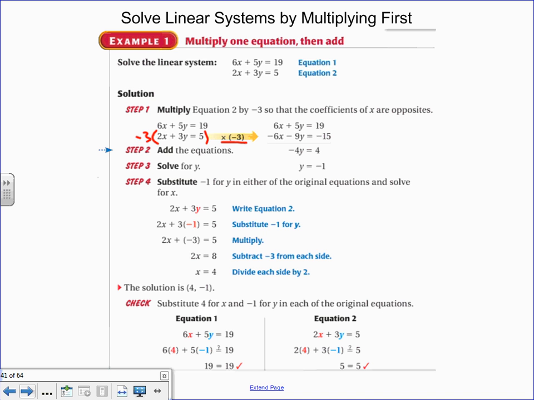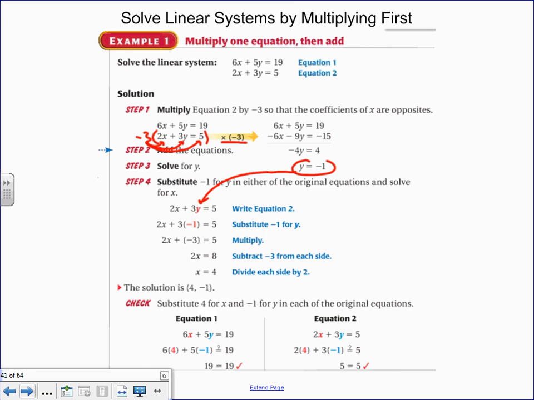When you do that, -3 times 2x gives you the -6x. -3 times 3y gives us the -9y. And -3 times 5 gives you the -15. So they go ahead and add those together, get -4y equals 4, and divide by -4 to get y equals -1. And then again, just like we have been doing, they took that y value and put it into one of the equations to solve for x. They got x equals 4. They checked it and it checked out fine.